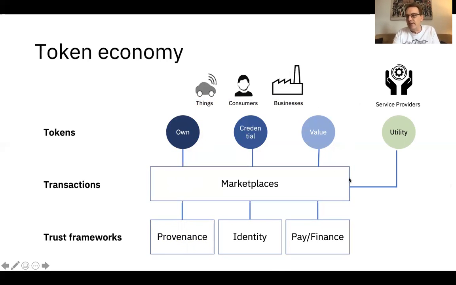Now, let's think about how the underlying mechanics of the marketplace may work. We may have a platform utility token, which is going to be used to reward service providers to validate transactions and to run nodes, to order and to create blocks.